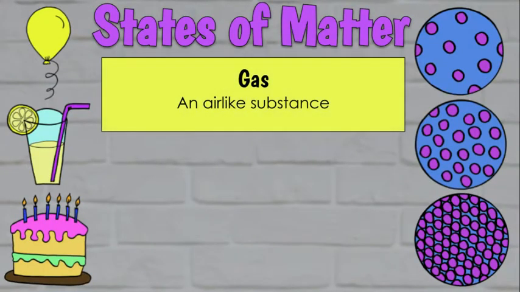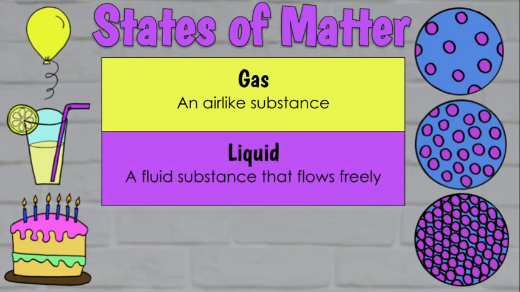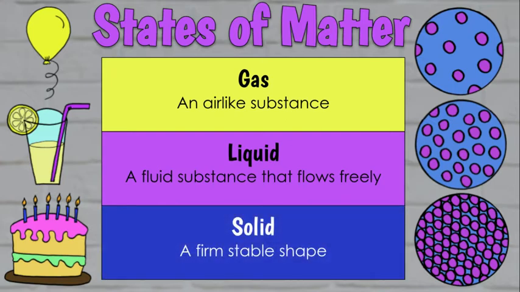So there are states of matter. We have gas, which is an air-like substance like water vapor. We have liquid, a fluid substance that flows freely like water. And we have a solid, a firm, stable shape. This would be like ice.